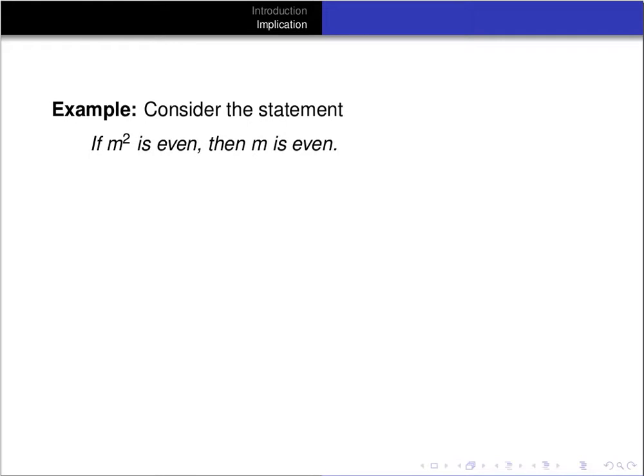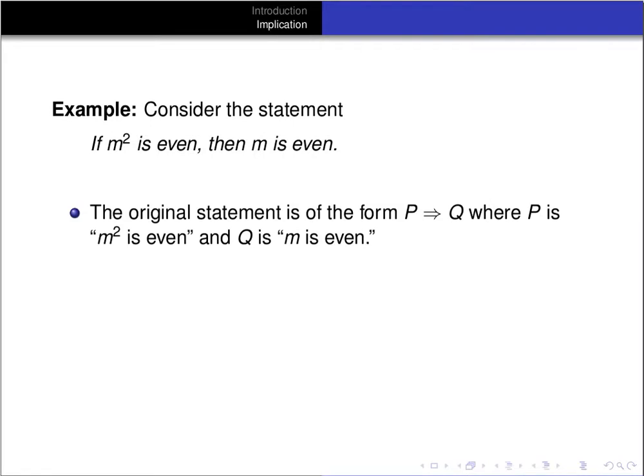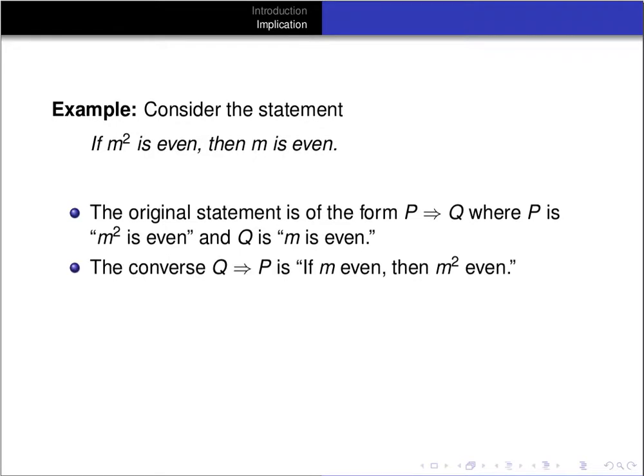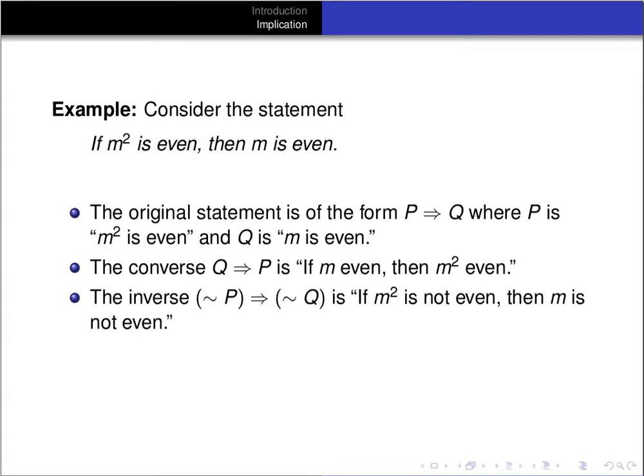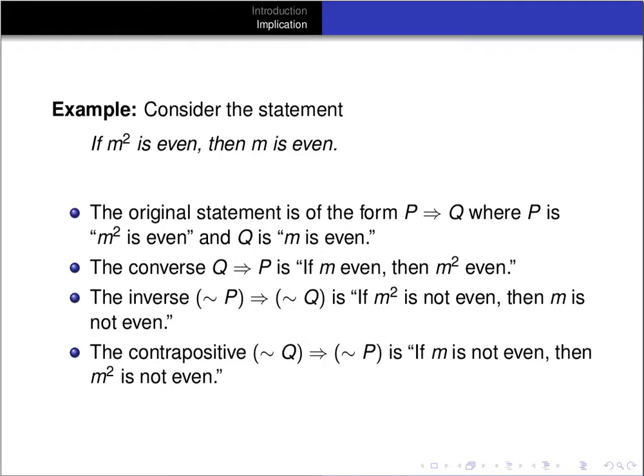So what about this statement? If m squared is even, then m is even. Okay, so we can write that as P implies Q, where P is the statement m squared is even, and Q is the statement m is even. The converse is the statement if m is even, then m squared is even. The inverse, not P implies not Q, is the statement if m squared is not even, then m is not even. And the contrapositive is not Q implies not P, and here that's if m is not even, then m squared is not even.